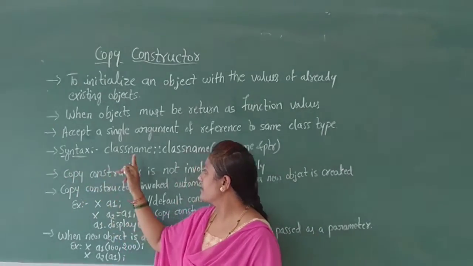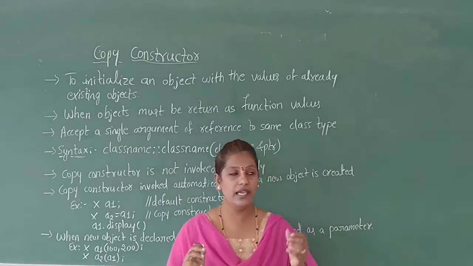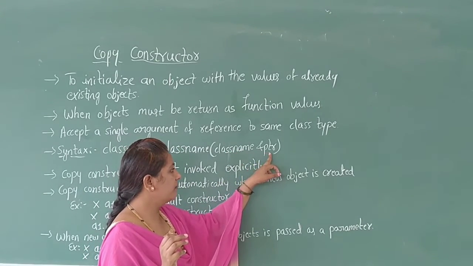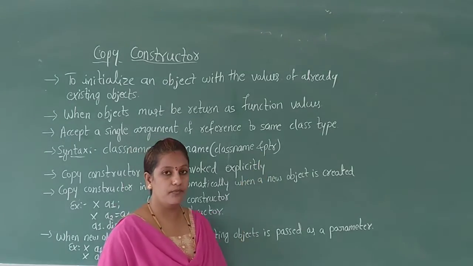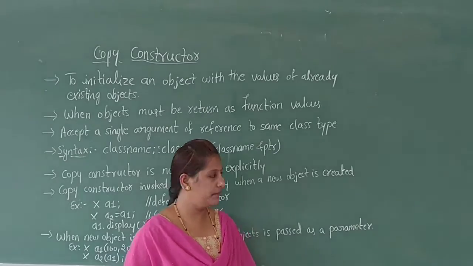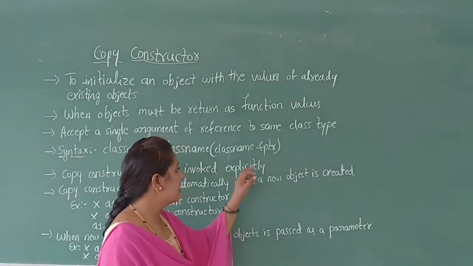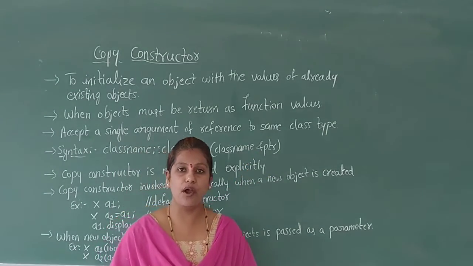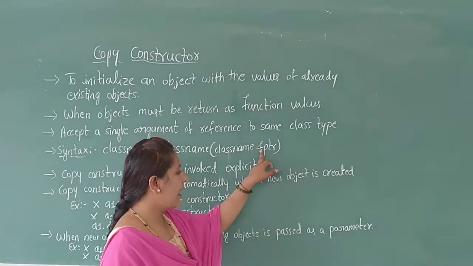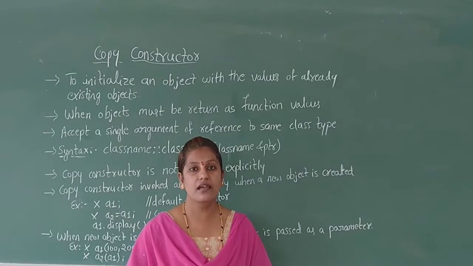The syntax is: class name, scope resolution operator, then class name, and in the parenthesis, class name ampersand and pointer variable. Here the ampersand acts as a reference type. The class name defines the name of the class, and ptr is a pointer used to point to a class object, and the ampersand is a symbol that acts as a reference type.